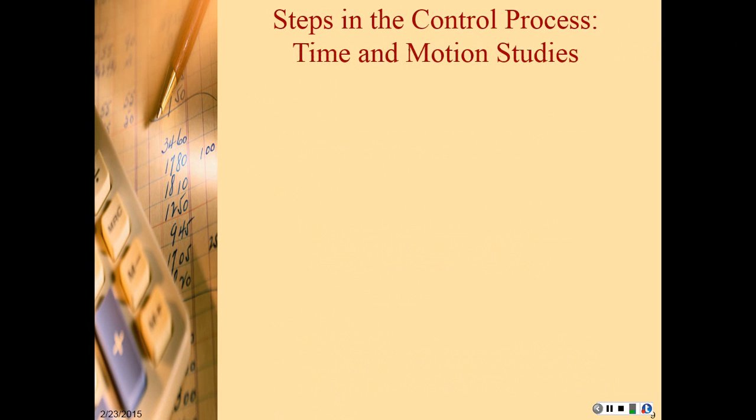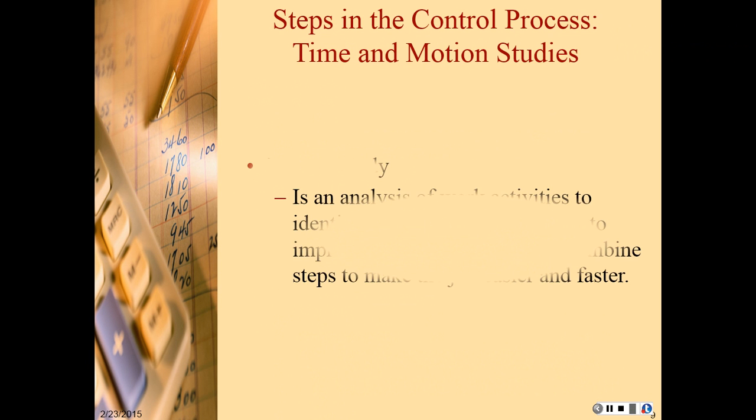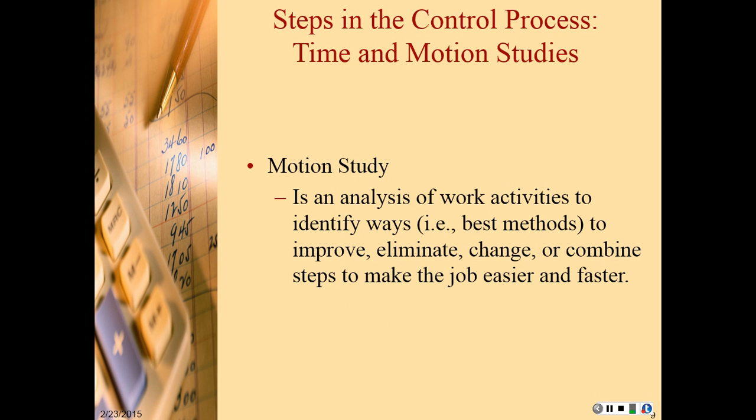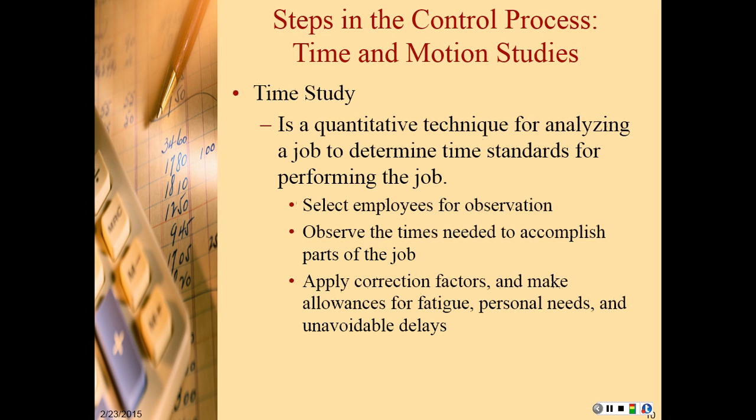So some of the steps of setting standards are time and motion studies. A motion study is an analysis of work activities to identify best practices, best methods, so that you can improve, eliminate, change, or combine steps to make the job easier, faster, and hence more productive. Time study is a quantitative technique for analyzing a job to determine time standards for performing the job, how long it should take somebody to perform a certain task.